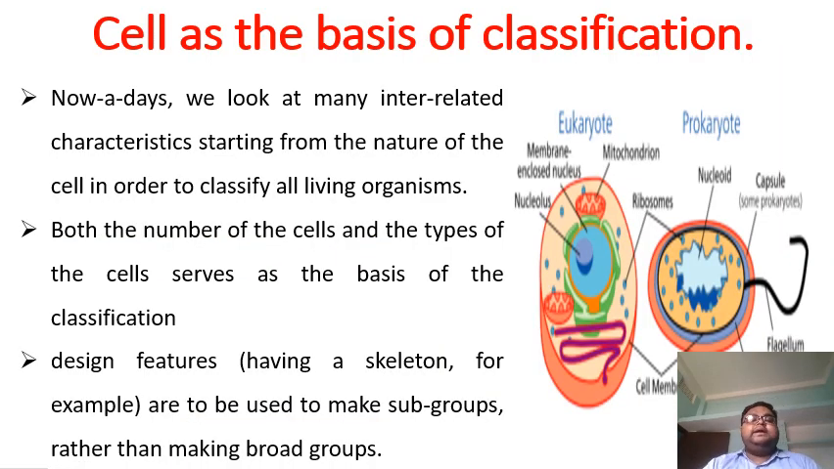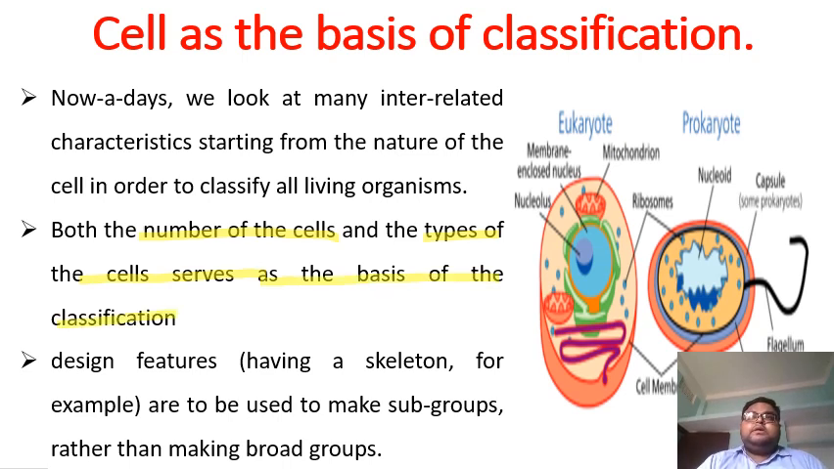Yes. So nowadays, we look at many interrelated characteristics, starting from the nature of the cells, to classify the living organisms, right? So both the number of the cells and the type of the cells serve as the basis of classification, right? So what is that? The number of the cells, first of all, and the types of the cell. This serves as the basis of classification.